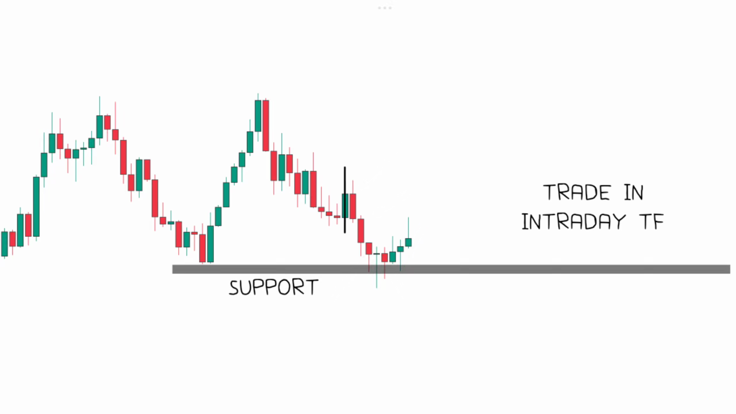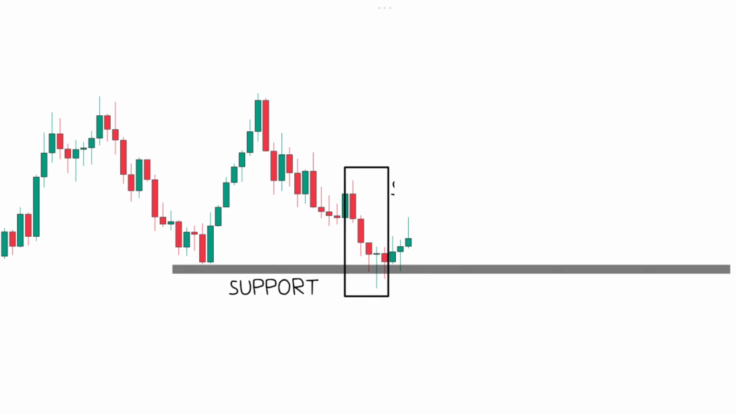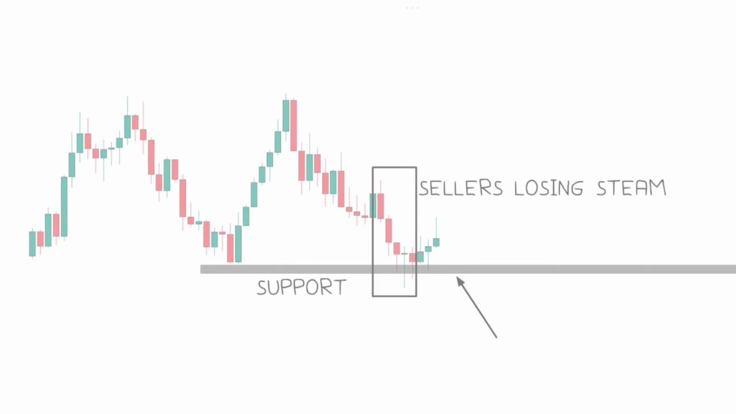time frames. When approaching support, what these smaller and smaller candles show is that the sellers and people shorting the market are losing steam. This means some sellers might be taking profit as they notice this level of support, which causes these smaller candles. Let's jump to another example.